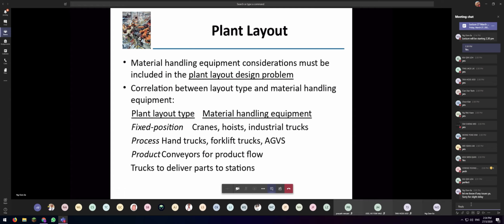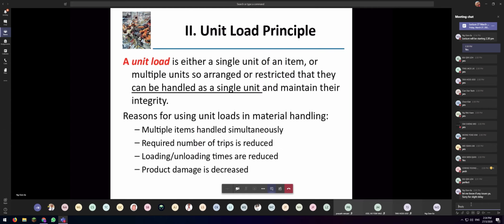when you're designing the layout of your plant, and different types of plant layouts lead to the need for different types of material handling equipment. So if you're having a fixed position project type plant, then you will use industrial trucks to move things around, cranes and hoists. But if you have more of a job shop, where we are focused on processes, maybe you could use AGVs, forklift trucks. If you have a product-centric plant layout, continuous or line, then you could use conveyors for more efficient product flow, but you will still need trucks to deliver different parts to different stations perhaps.